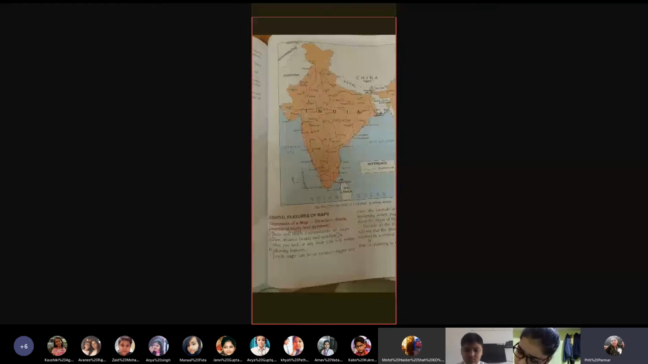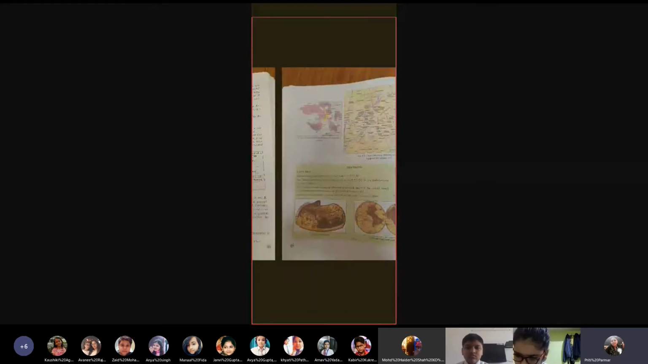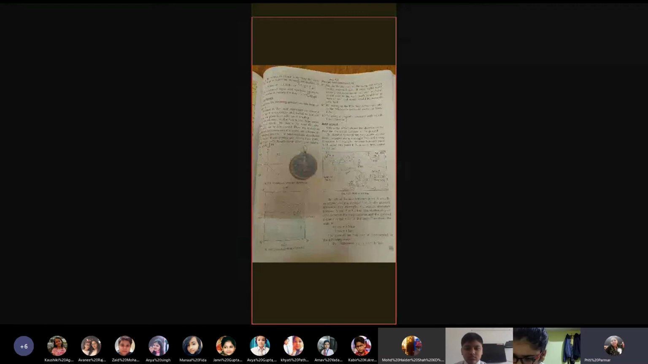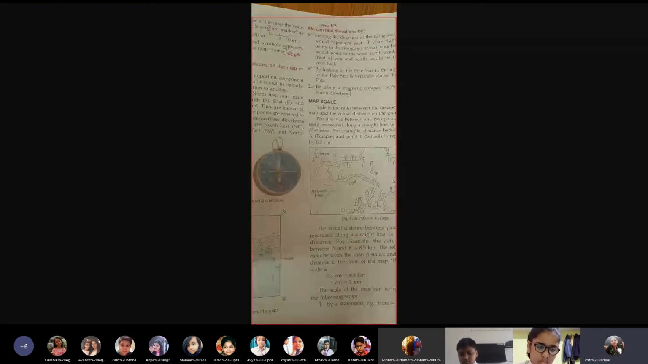Then after that, coming to the second point, it is number 2, at the bottom or corner of the map, the scale of the map to represent distance are marked. Then third point, conventional signs and symbols represent details without making the map clumsy.